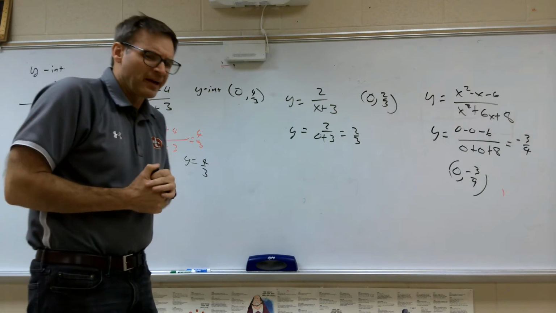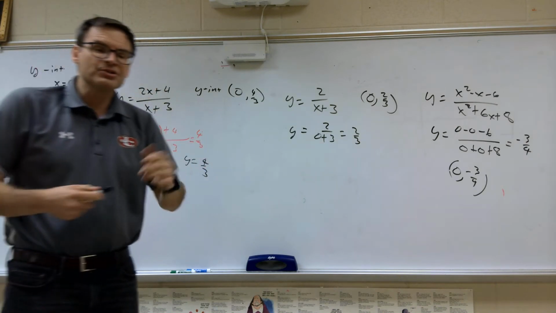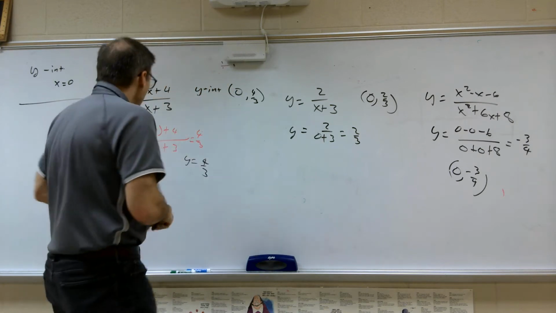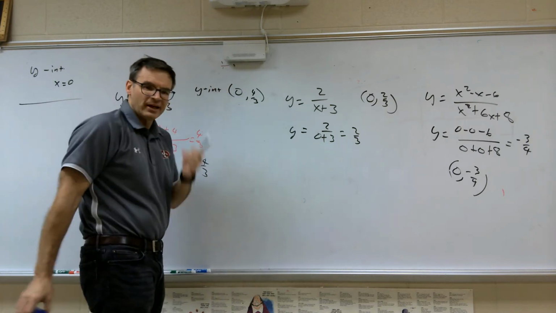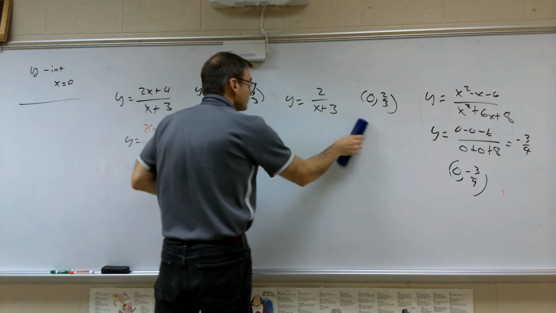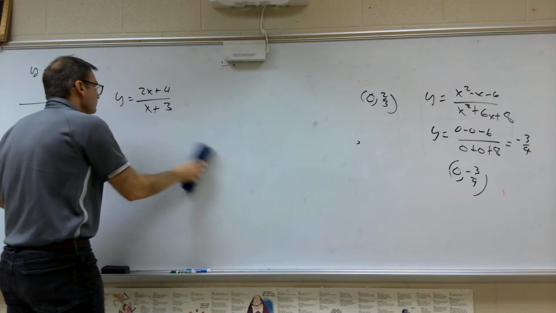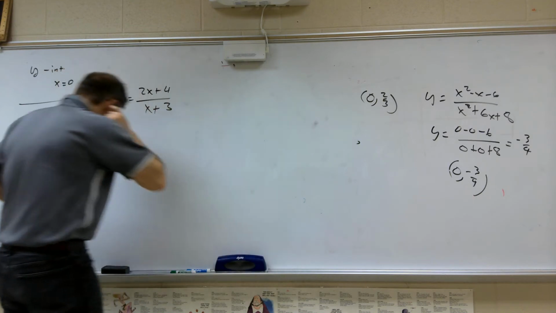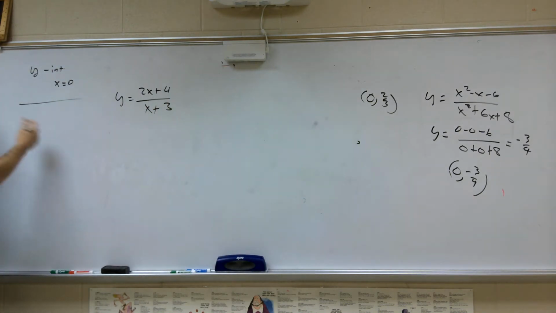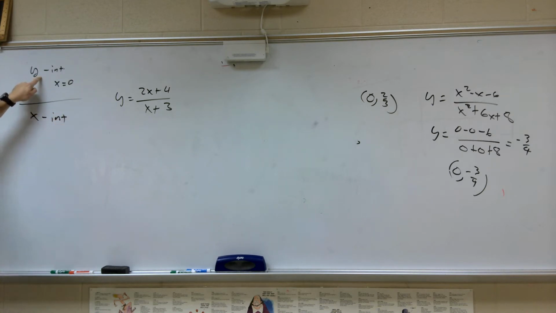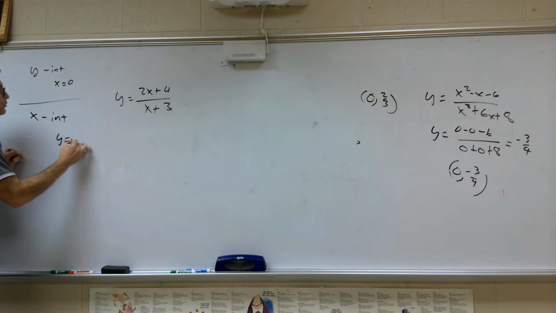The next thing we need to find, well, if I talk about y-intercept, then probably need to talk about an x-intercept. And so how do you find an x-intercept? Oh shoot, I erased that. I'll have to put that back up. So how do you find x-intercepts? Well, to find a y-intercept, you set x equal to 0. To find an x-intercept, you set y equal to 0.